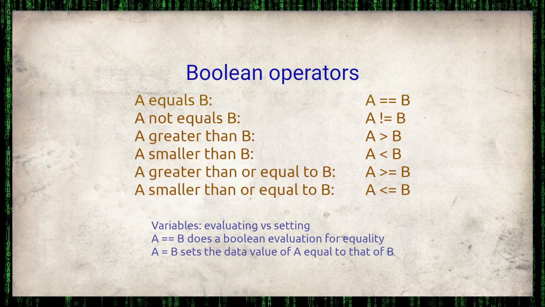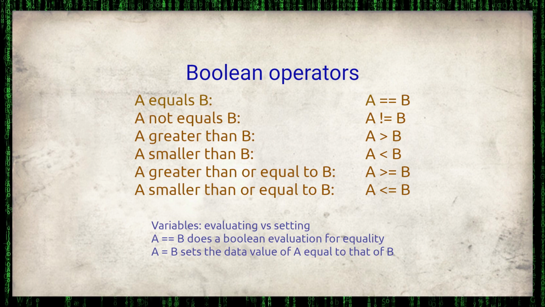Then you'll notice a little bit further down you can have greater than or equal to B, as well as smaller than or equal to B. So you save there by first checking is it equal, and if it's not equal, then checking is it greater than. Instead of having two statements, you can do it in one go. You can just say is A greater than or equal to B, and that'll result in a true or false.